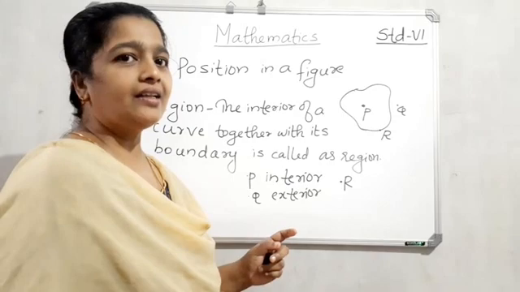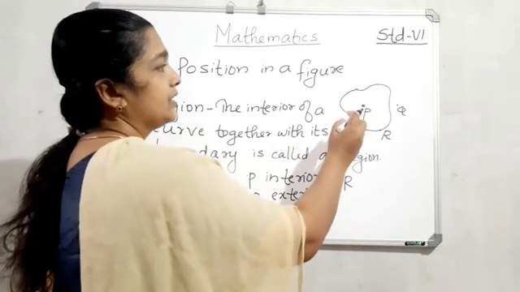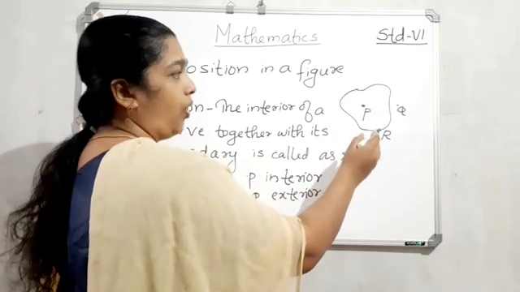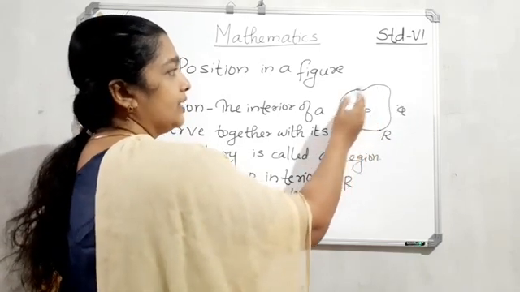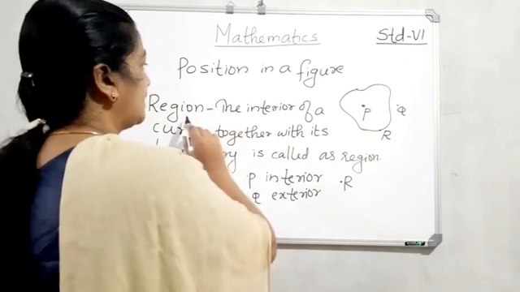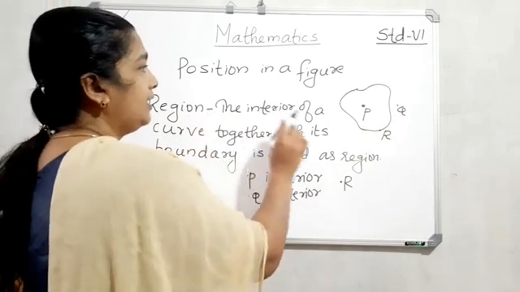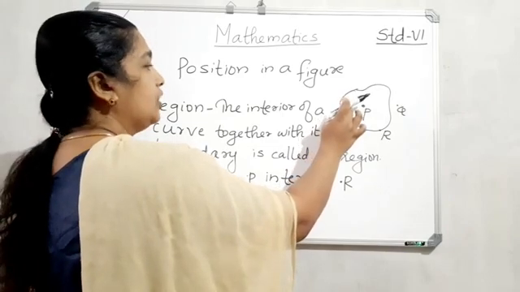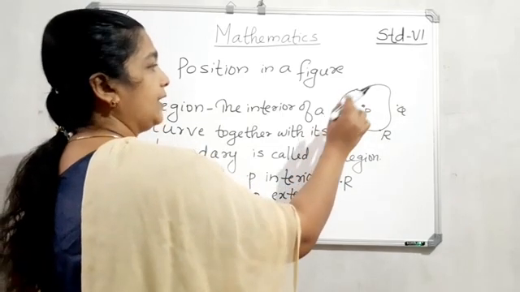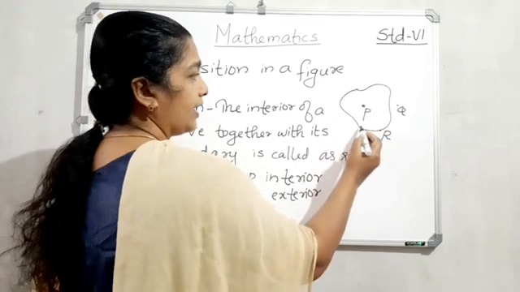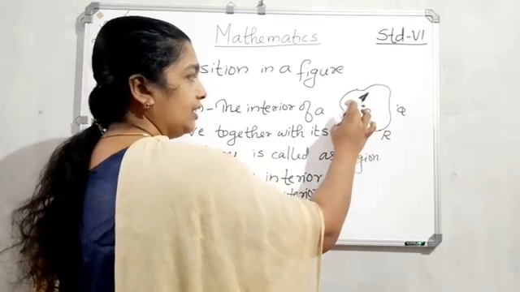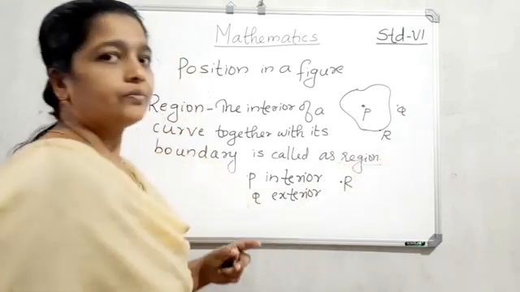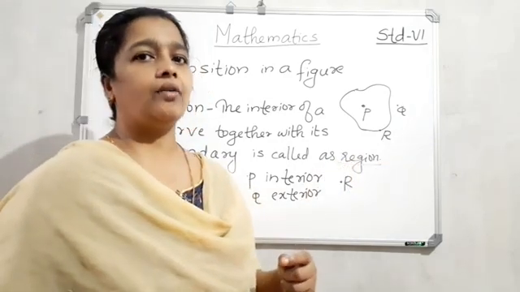All of you understand? So in a figure, three main parts are there: interior, exterior and on. And listen, the total of this portion is called a region. The interior of a curve, together with its boundary, that is this line, and with its interior portion, that is known as the region of the curve.